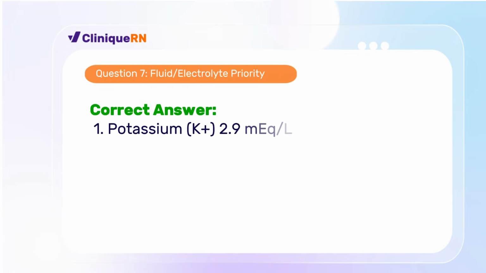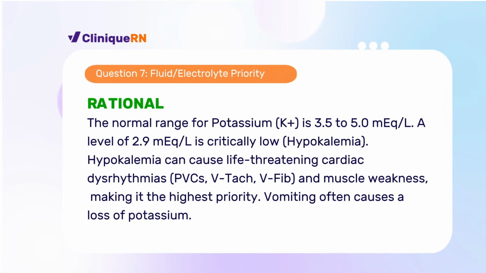The correct answer is 1. Potassium, K+, 2.9 milliequivalent/L. Rationale: the normal range for potassium, K+, is 3.5 to 5.0 milliequivalent/L. A level of 2.9 milliequivalent/L is critically low. Hypokalemia can cause life-threatening cardiac dysrhythmias, PVCs, VTach, VFib, and muscle weakness, making it the highest priority. Vomiting often causes a loss of potassium.